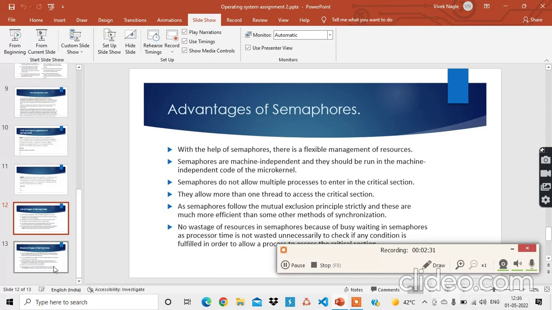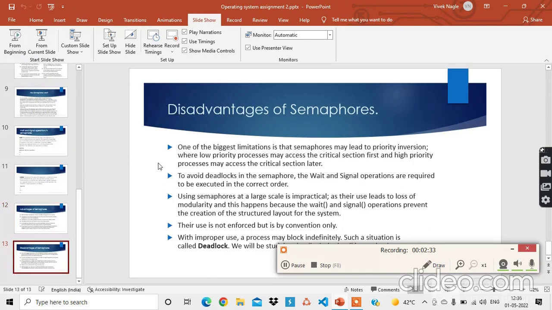Then, what are the disadvantages of semaphores? One of the biggest limitations of semaphores is that they may lead to priority inversion. For example, if a low priority process accesses the critical section first, then a high priority process may have to wait to access the critical section. To avoid deadlock in the semaphore, the wait and signal operations are required to be executed in the correct order. Their use is not enforced, but is by convention only.